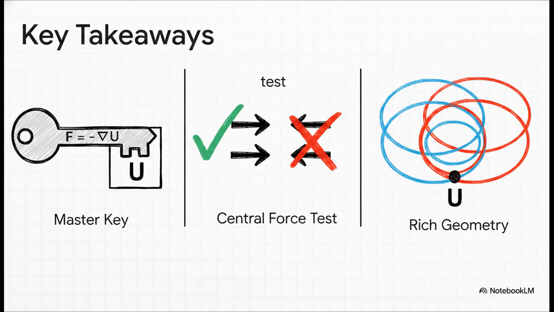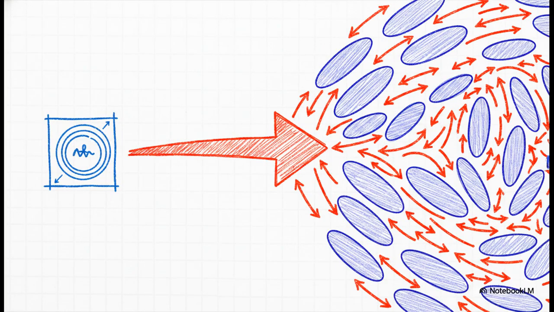So what are the big takeaways here? First and foremost, that master key. Force is the negative gradient of potential. You absolutely have to know that. Second, we saw how a non-symmetrical potential automatically creates a non-central force. And third, we discovered how that asymmetry physically carves out the geometry of the field into these nested ellipses for both potential and for force. So really, the crucial point, the big idea, is that this simple mathematical link between potential energy and force isn't just some abstract formula. It's the blueprint that dictates the entire structure and geometry of the physical field itself.